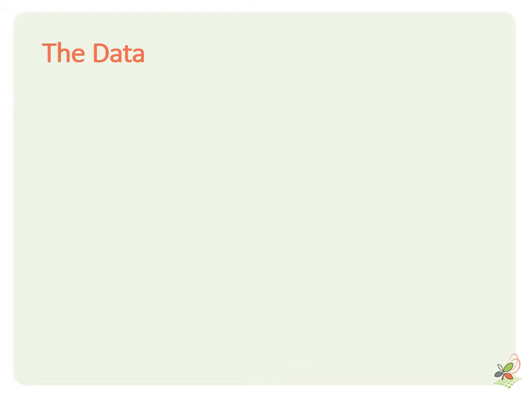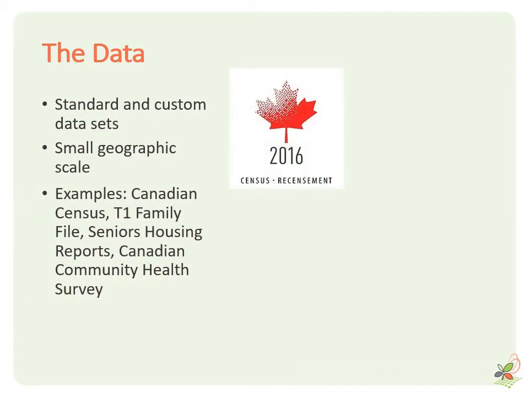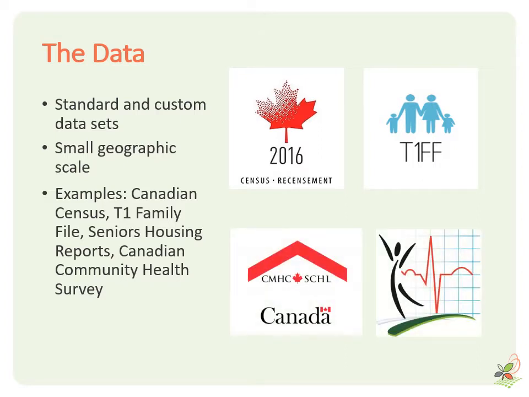The catalog includes standard and custom data sets and is available at a small geographic scale. The data products include the Canadian Census, the Annual Estimate for Census Families and Individuals, also known as the T1 Family File, Seniors Housing Reports, and the Canadian Community Health Survey. We buy data from the Government of Canada as well as private companies.